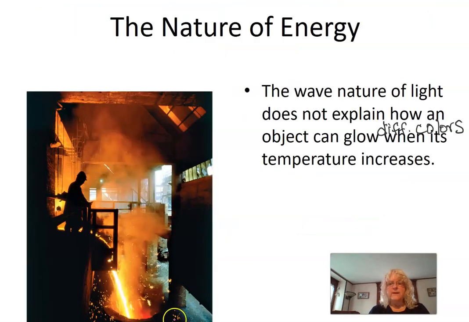All right, so one of the things that scientists were able to discover was that light, like when they looked at things that were glowing, like you've heard the expressions red hot or white hot before. So this is showing you a slide that's got some different pictures of different materials being heated up. And so the wave nature of light doesn't explain why it is that an object that's being heated glows different colors as the temperature increases.